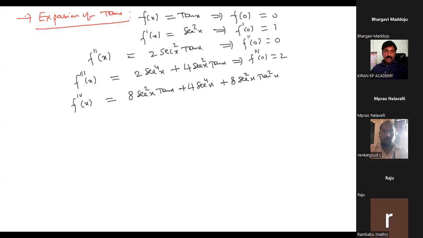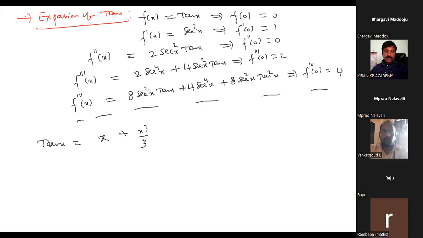Because the derivative of secant square is 2 secant x tan x. So here we'll get 4. Okay, substitute in that. Therefore, tan x: the first is 0, the second is x, the second derivative is 0, the third means 2 by 3 factorial, 6, means 3 x cube by 3, the fourth is 0. The fourth is 8 secant cube x, right?